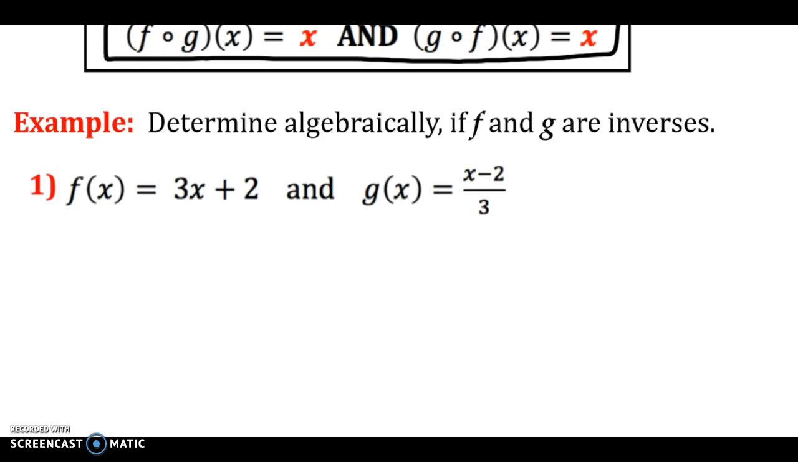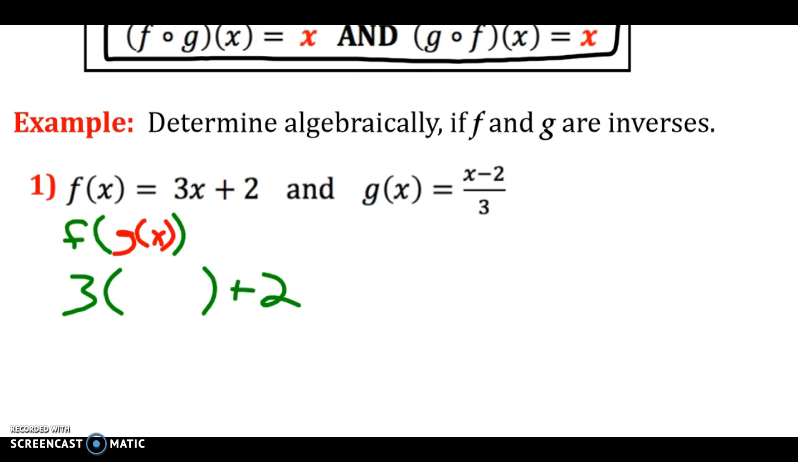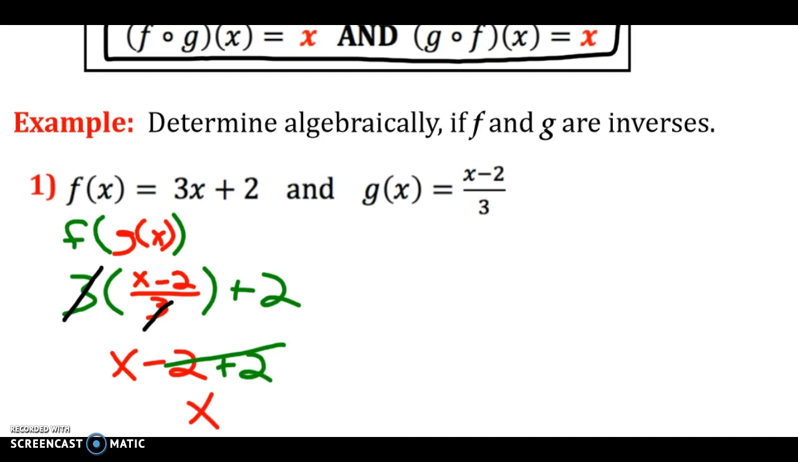So first, let's figure out f of g of x. For f of g of x, I'm plugging the g function into the f function in place of x. So the f function says 3 times my input plus 2, and into that input, I'm going to put the g function, which was x minus 2 all over 3. At this point, I'm going to notice that the 3's are going to knock each other out, so that's pretty cool. And I'm left with x minus 2 plus 2. Those guys will cancel each other out. So I'm just left with x. So step 1 checks out for that composition.